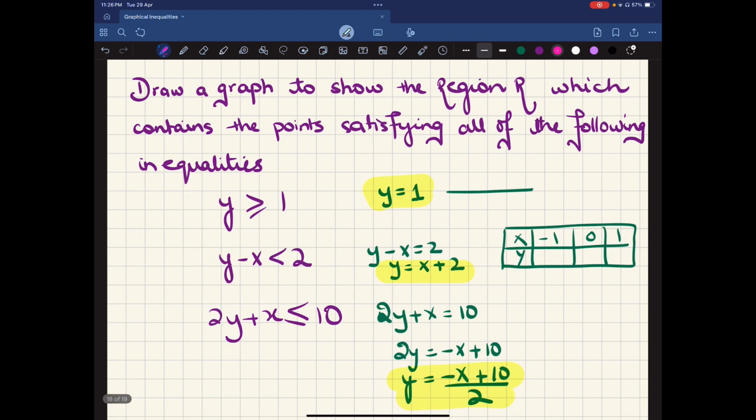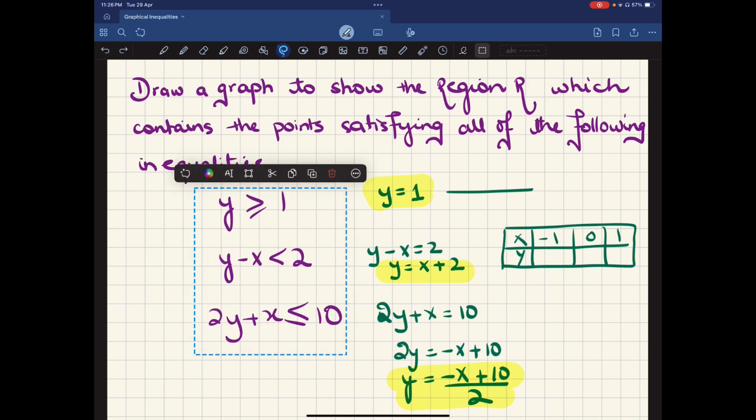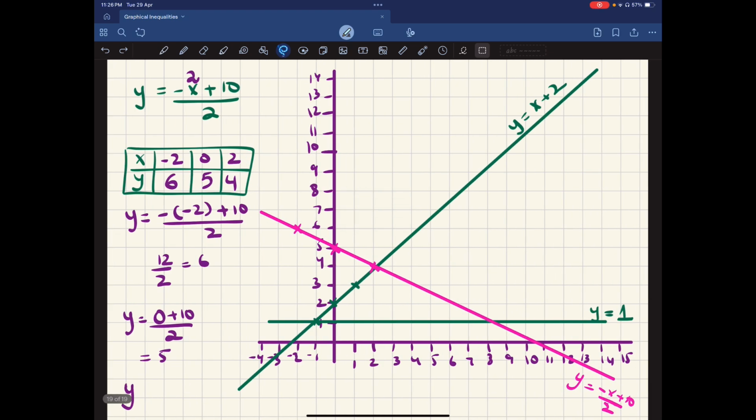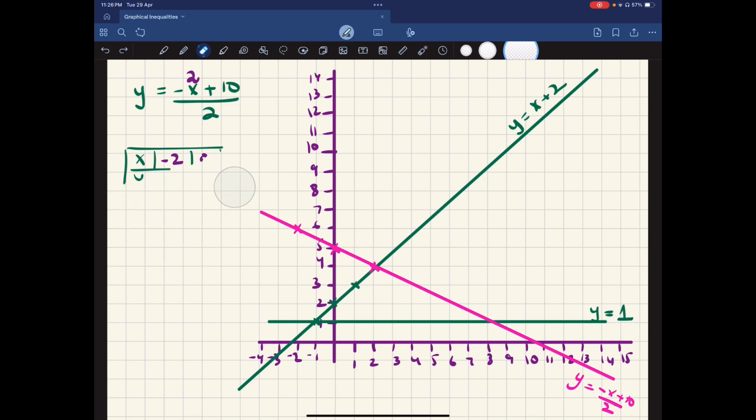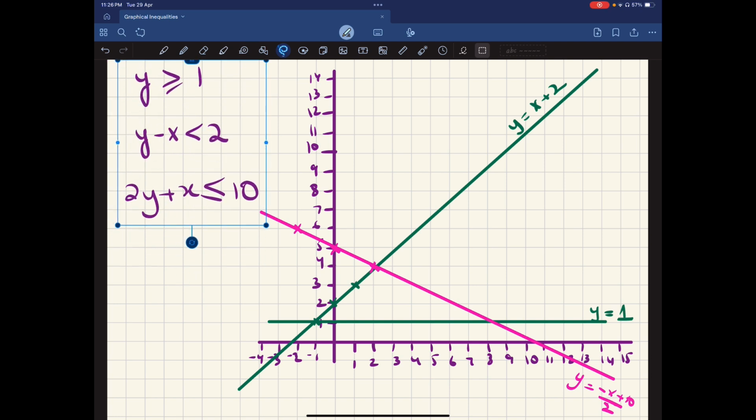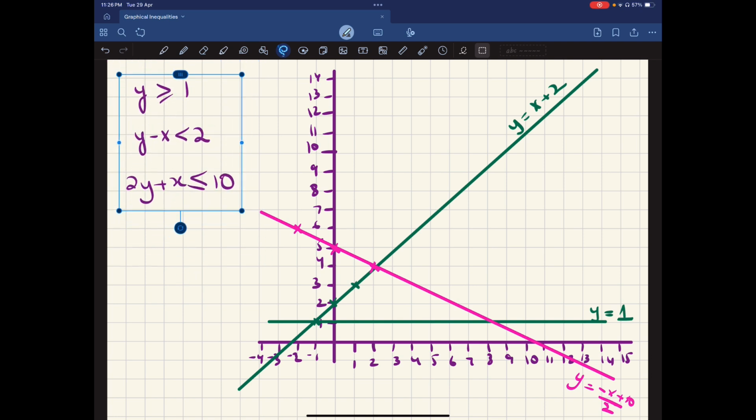Okay, so now we've plotted all the three equations, or the lines, on the graph. Now what we need to do is to shade regions such that they satisfy these inequalities. So let's copy them. I hope that plotting straight lines is not a problem for anyone here. So first line, y is equal to 1, and the inequality says that y is greater than or equal to 1.